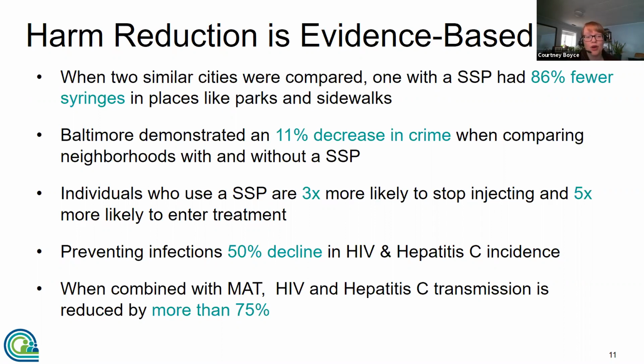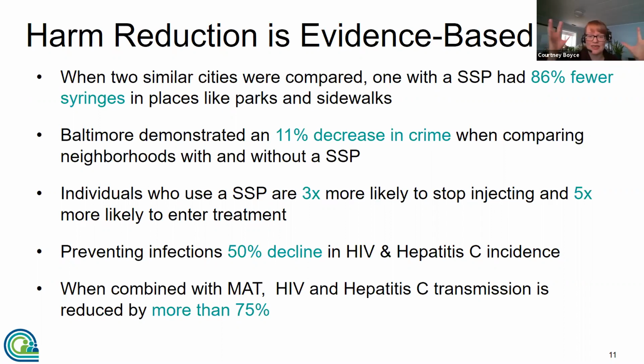And also, really importantly, individuals who use SSPs are 3 times more likely to stop injecting and 5 times more likely to enter into treatment. And it helps prevent up to a 50% decline in HIV and hepatitis C incidence with individuals that engage in SSP services. And when combined with medication-assisted treatment, HIV and hepatitis transmission is reduced by more than 75%.